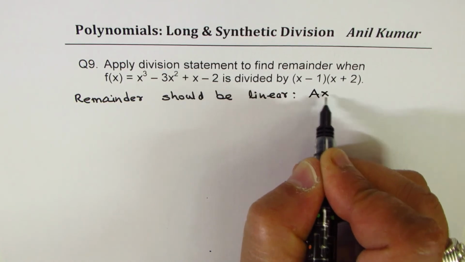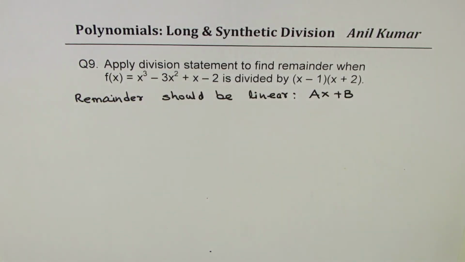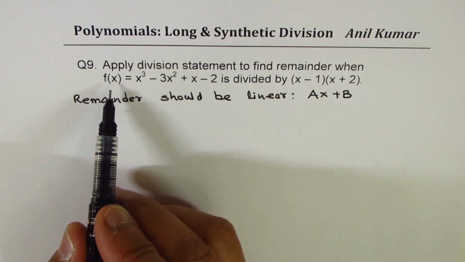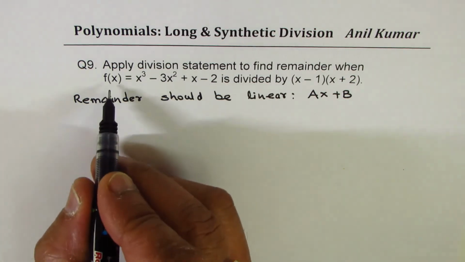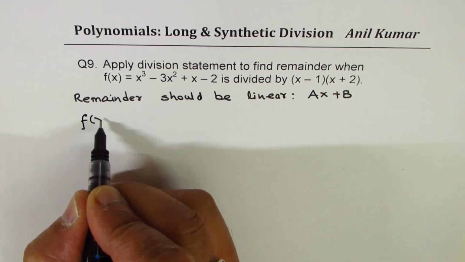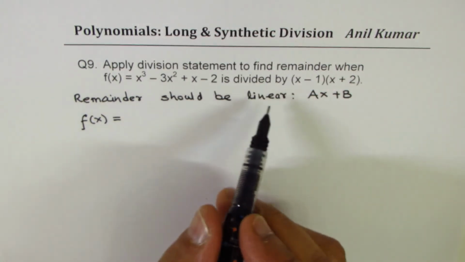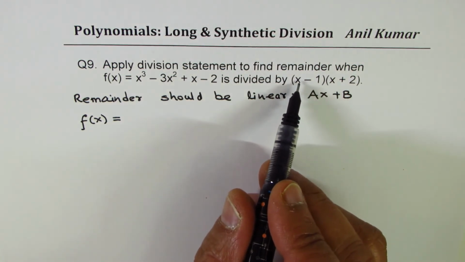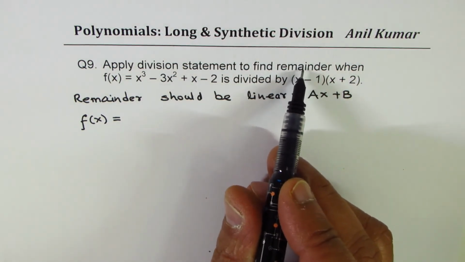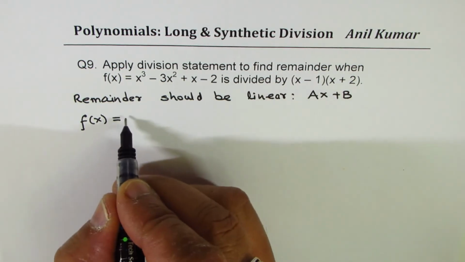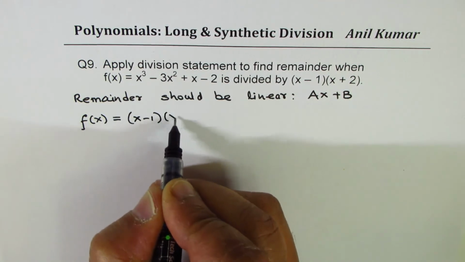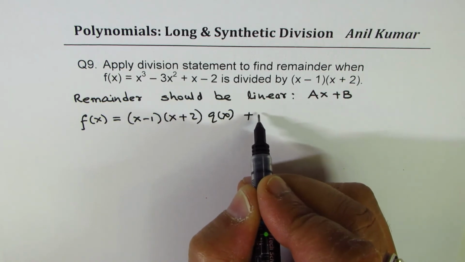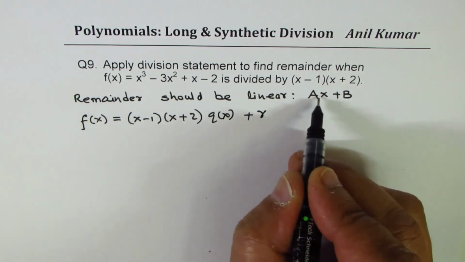That means, let us say ax plus b could be the form of the remainder, right? Now let's write down the division statement, which is f of x is indeed equal to the function divided by, let's say the quotient is q of x. We are only interested in the remainder, right? Then we could write this as x minus 1 times x plus 2 times some quotient q of x plus the remainder r.